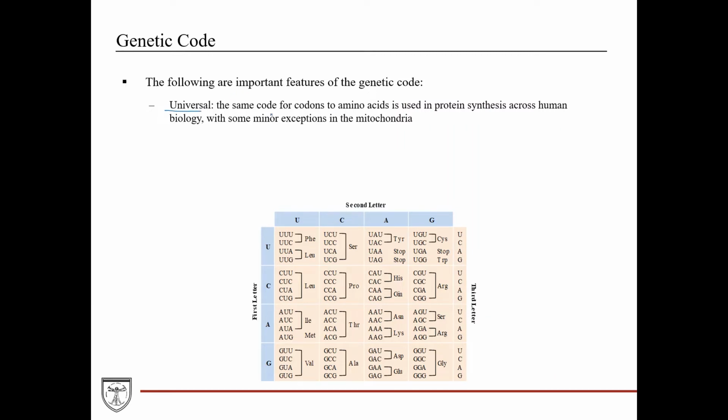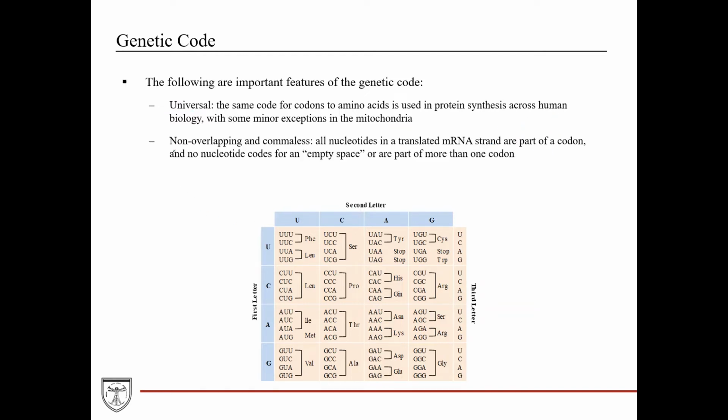First, it's universal. So what does that mean? It means that it's the same code for codons to amino acids that's used in protein synthesis across all of human biology. So in all tissues, this is how protein synthesis occurs, and this is the code that it follows. The only minor exception to be aware of is mitochondria, and that's because it has mitochondrial DNA as well.